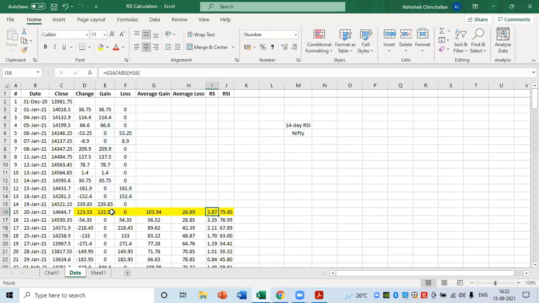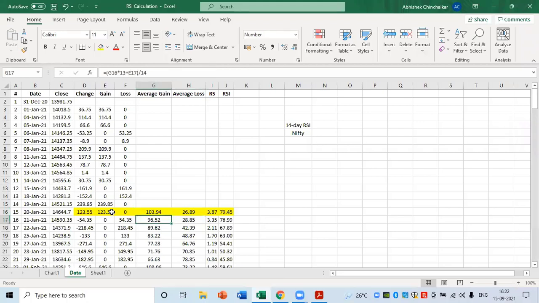RS calculation is very straightforward. It's nothing but your average gains upon average losses. And finally, you have RSI, which is nothing but 100 minus 100 upon 1 plus RS. That's very standard; RS and RSI calculation is very simple. So we have calculated the average gain and the average loss for the first period, that is, the first average gain and first average loss.